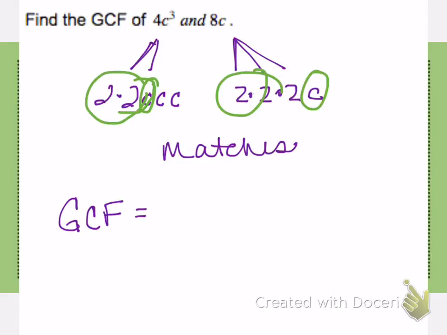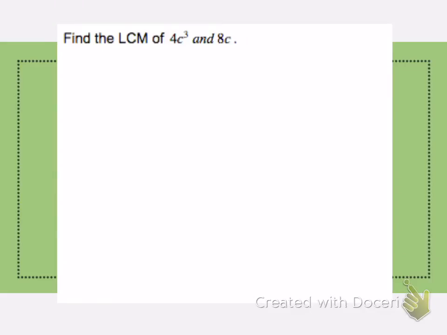So for the GCF, you want what matches, and so hopefully you found that they both have two factors of 2 and a factor of C, so the GCF is 4C. If you're still struggling with that, make sure you're bringing your questions into class or entering them on Edpuzzle. For the next one, you're going to find the LCM of 4C to the third and 8C. Again, I want you to enter your answer on Edpuzzle, and then the video will restart and you can check.